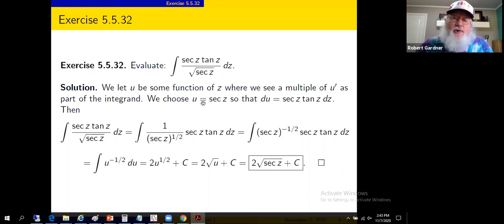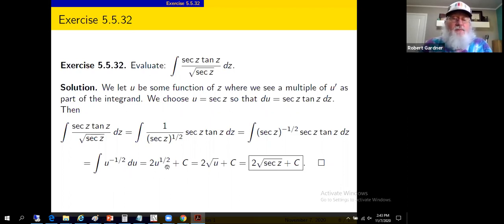Making the substitution, u equals secant z. That'll give us a u to the negative 1/2. And all that stuff there is du. We didn't have to deal with any multiples of 2 or anything like that this time. So that simply is du. So we've substituted. Right there is where we're using that substitution theorem. And it reduces down to an integral of u to the negative 1/2 du. Piece of cake to integrate.